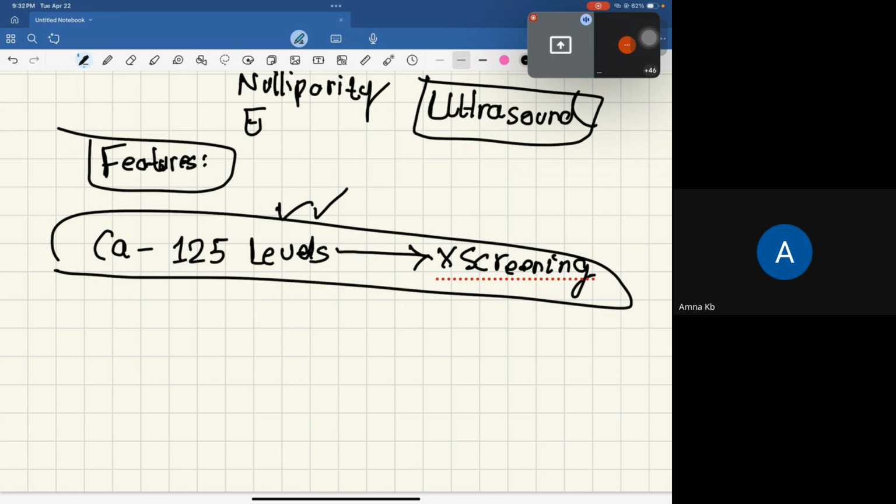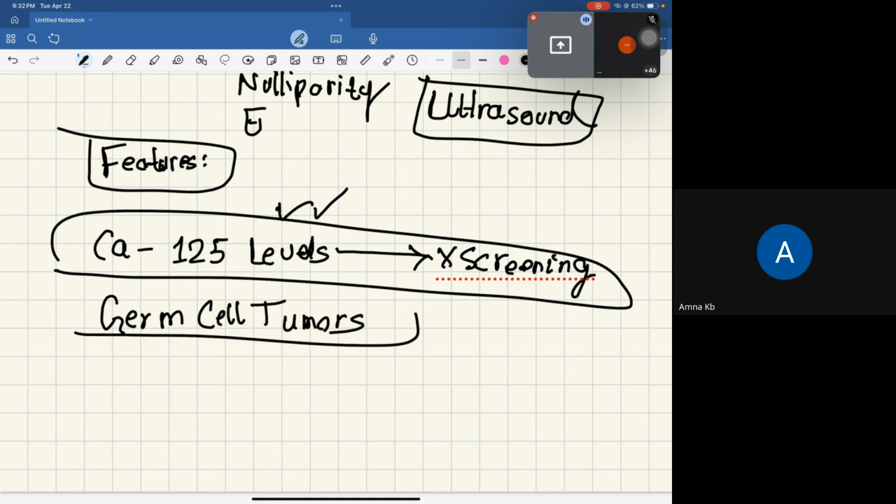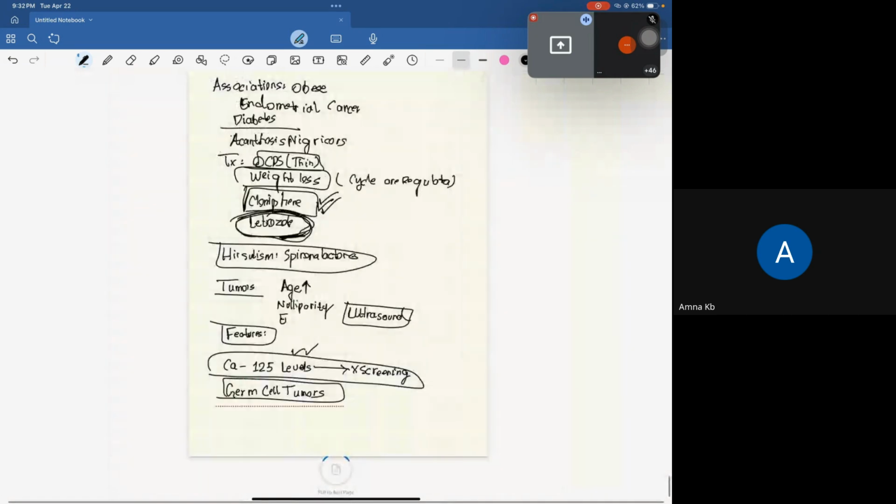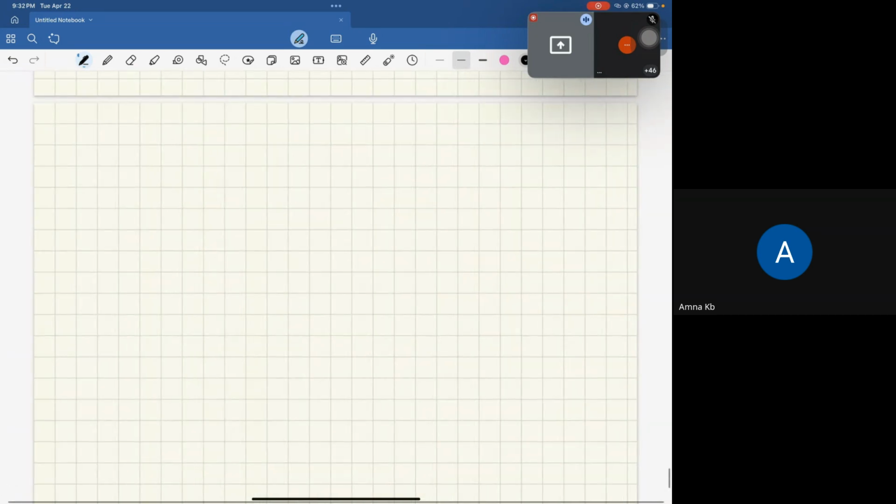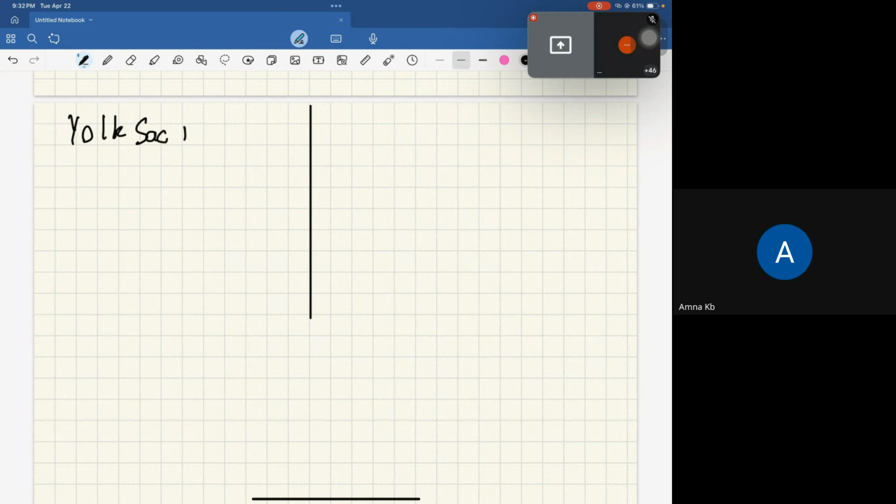But now we'll move on to the germ cell tumors. For the germ cell tumors, the important thing that you need to remember are the tumor markers. What tumor markers are present in different types of germ cell tumors? Because if they give you some kind of ovarian tumor, they are expecting you to know every type of tumor marker that is present. First of all, there is the yolk sac tumor. In yolk sac tumors, AFP will be elevated.